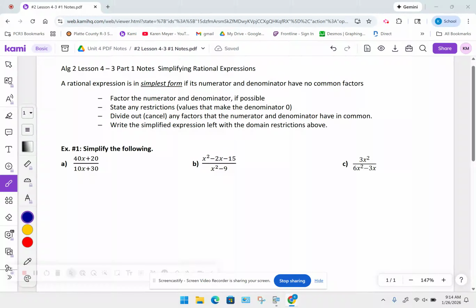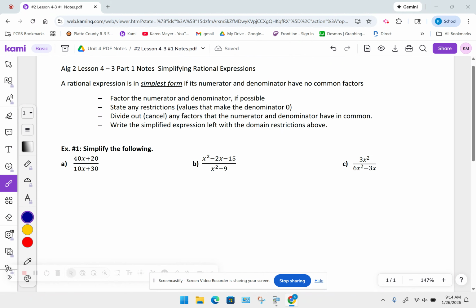Okay, today we're going to talk about simplifying rational expressions. The first thing you need to know is what rational means. If we're talking about a rational expression, that means it has to be set up as a fraction. If you look at all of our examples, you will notice they are all fractions. So our job today is to simplify a fraction.